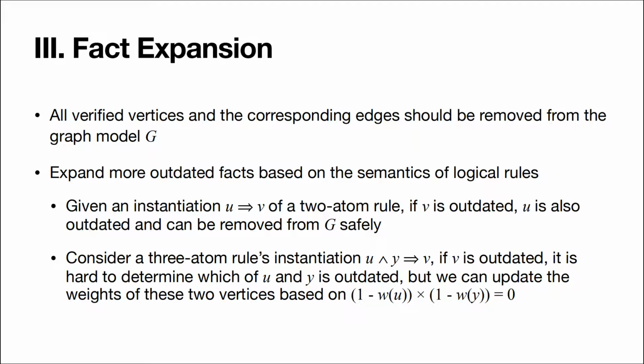Consider a three-atom rule instantiation, U and Y infer V. If V is outdated, it is hard to determine which of U and Y is outdated, but we can update the weights of these two vertices for further deducing.